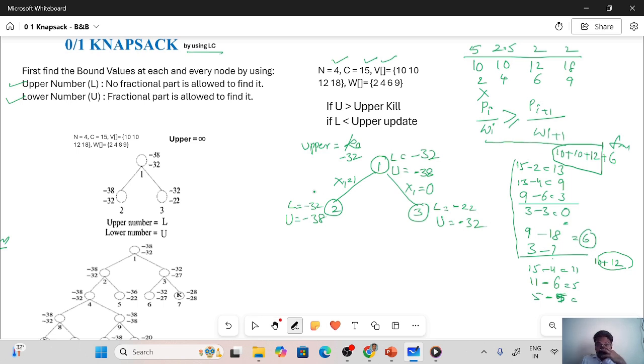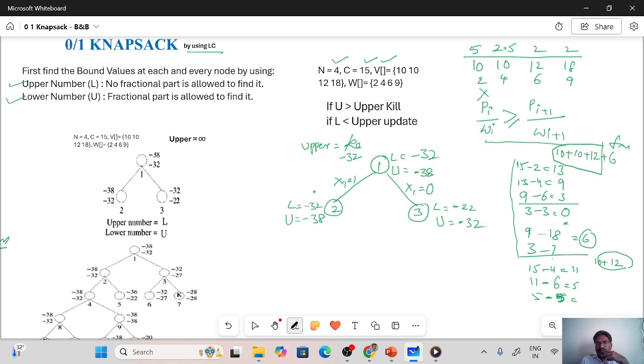So once you have this one, you must think about two conditions. Here, if U is greater than upper, kill it. Here what is the U? Minus 38. Here what is our upper? Minus 32. Minus 38 is greater than minus 32? No, my dear, observe the minus sign.